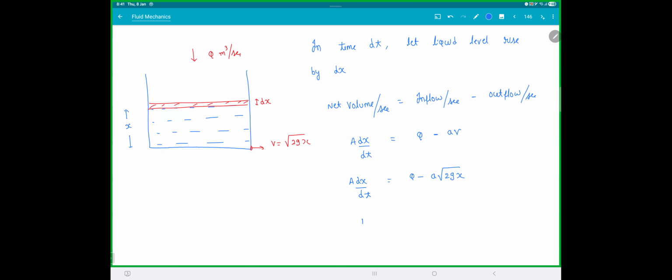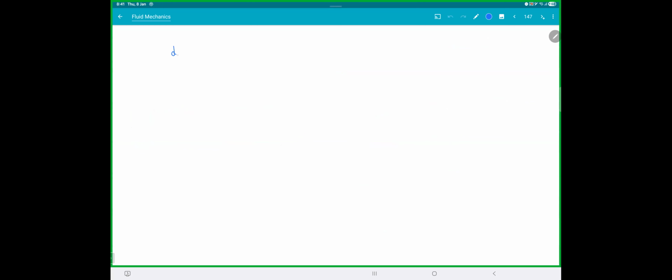Then bring all the extra terms to one side. This will be dx divided by Q minus a root 2gx is equal to 1 by A dt. So this we integrate from 0 to x and 0 to t. And how do we integrate this thing? But have a look at this equation once. So you want to integrate this. You will learn this in maths.